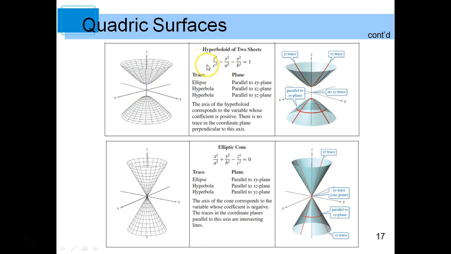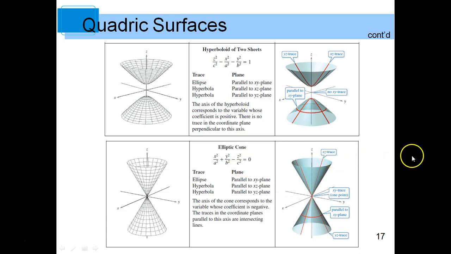The one that is positive is the one that you're going to be intersecting through. And then I have an elliptical cone. Now this one is an elliptic cone equal to 0. So sometimes you'll have that z or whoever is negative on the other side. And the axis of the cone corresponds to the variable who is negative. So again, the one that you're revolving around, or in this case it kind of looks like it's teetering around, is the one that's negative.